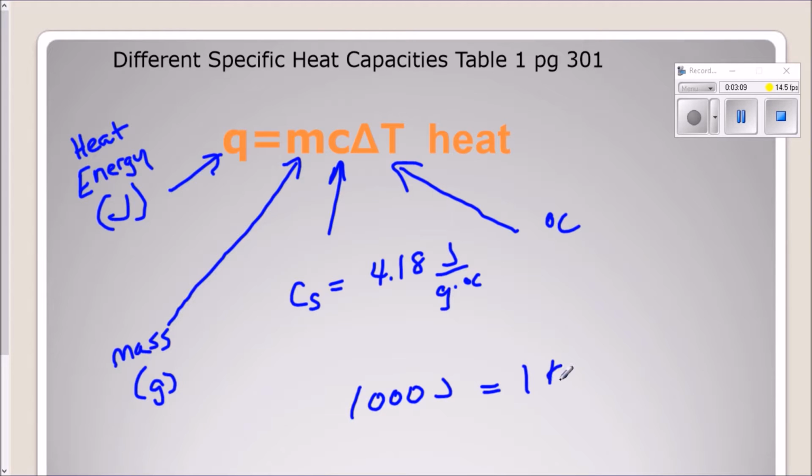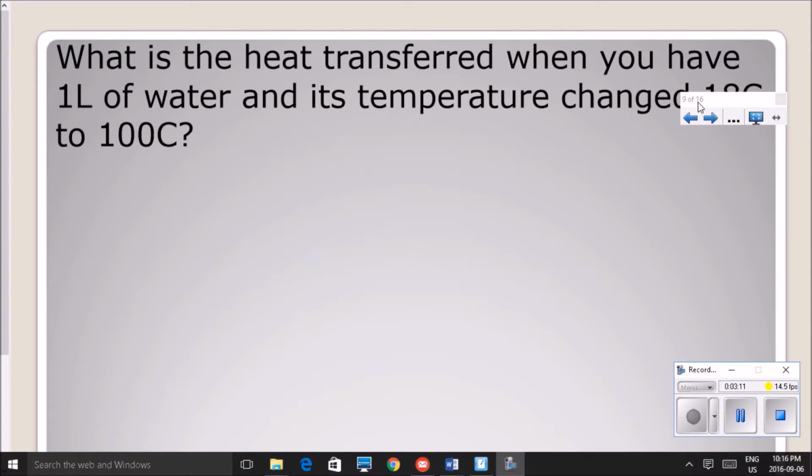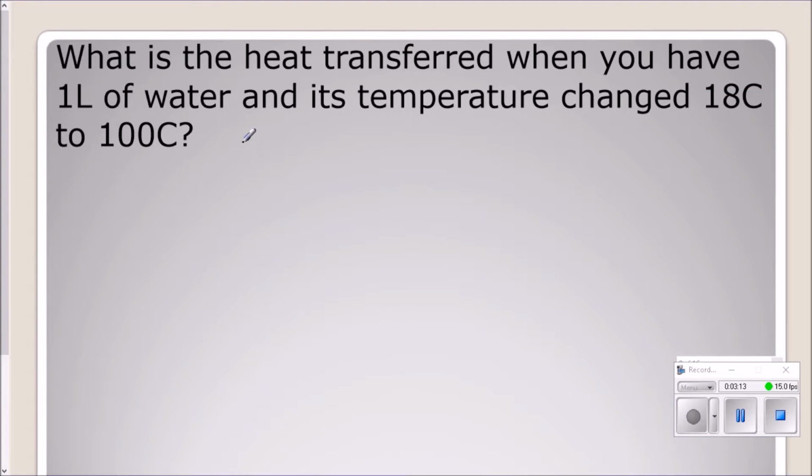So let's look at an example question. What is the heat transferred when you have 1 liter of water and its temperature is changed from 18 degrees Celsius to 100 degrees Celsius? Well, it's asking us for heat, so that's Q. And if we want to know Q, we know that Q equals mc delta T. If we want to figure out the heat of anything, we have to know the specific heat capacity of it. The specific heat capacity of water is 4.18 joules per gram times degrees Celsius.